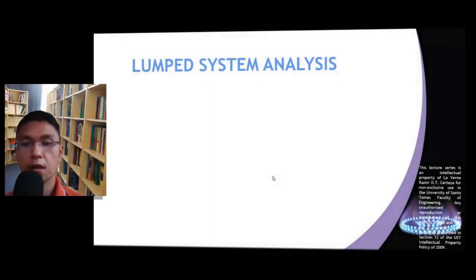We have now discussed how we can solve for the time needed for the temperature of a lump system to change by a certain amount. Now we will discuss the criterion for us to consider an object to be a lump system.